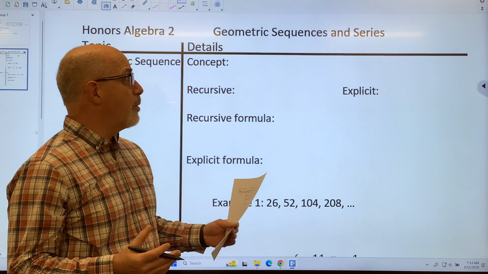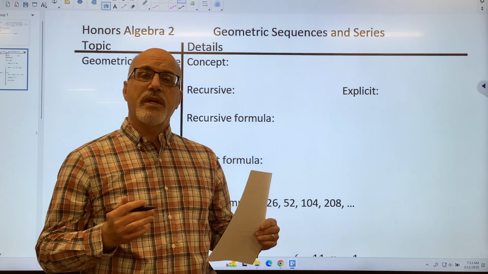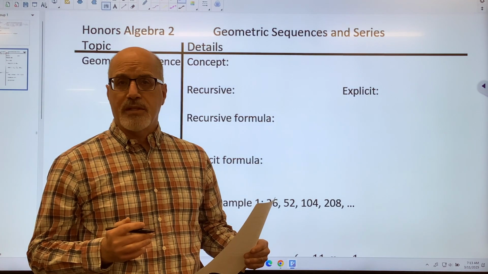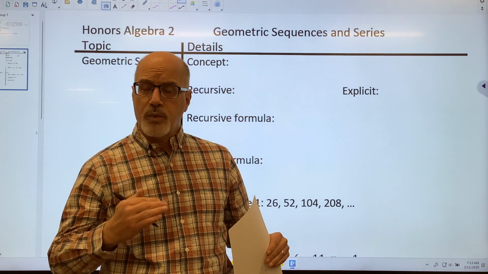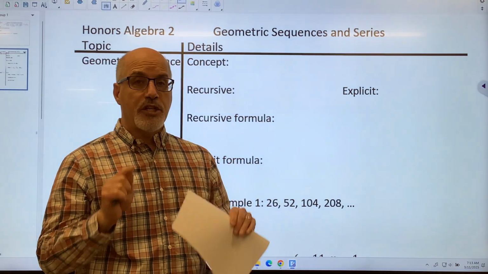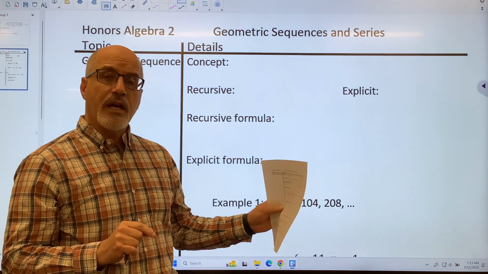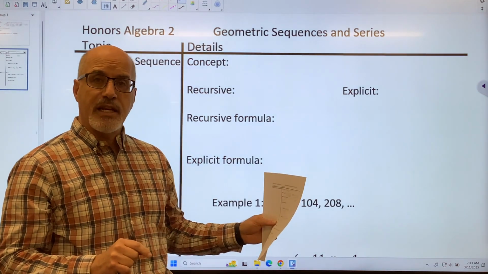Now, we first of all want to remind you that we've dealt with sequences before. We dealt with arithmetic sequences. Arithmetic sequences was where you added the same thing each time to get to the next term. A geometric sequence is where you multiply by a term, a common ratio, to get to the next term.